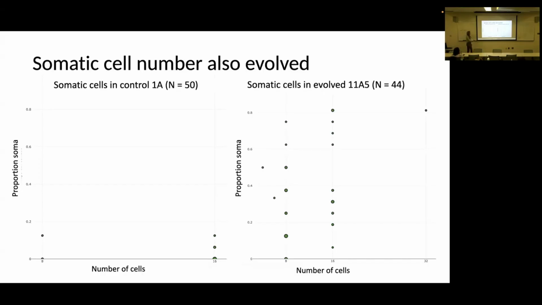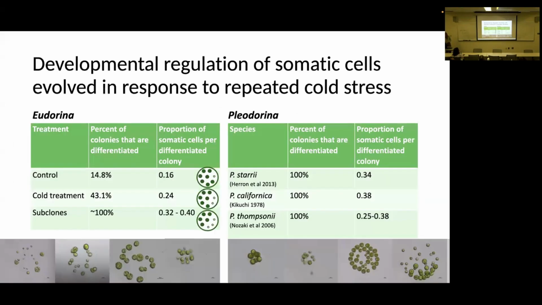So what's happening is that the proportion of somatic cells per colony is increasing. So you're not just seeing increases in how many colonies have somatic cells. You're seeing increases in how many somatic cells those colonies have. Some of them have up to 80% somatic cells. And this is consistent across my subclones.